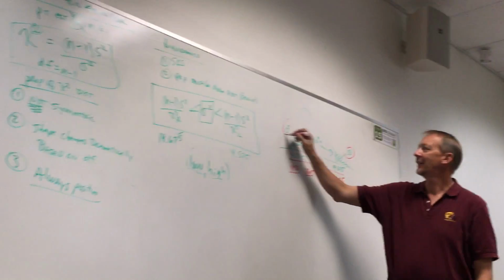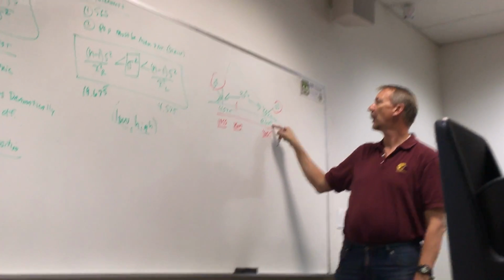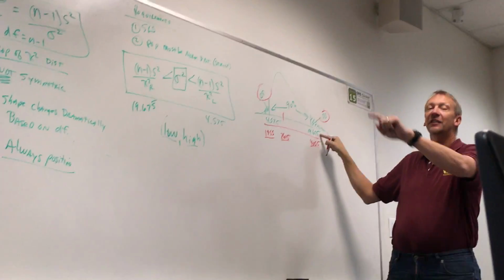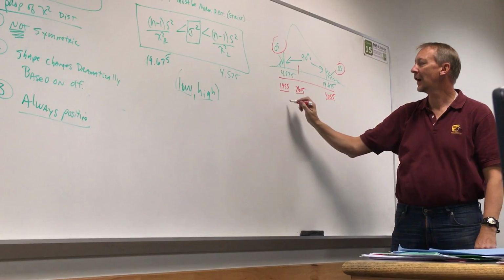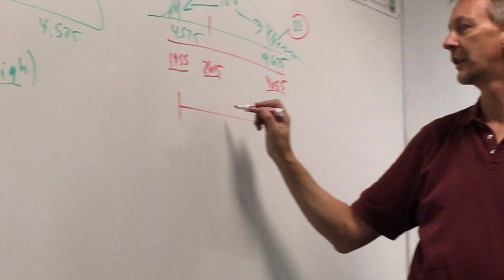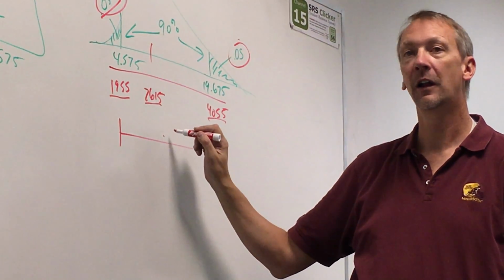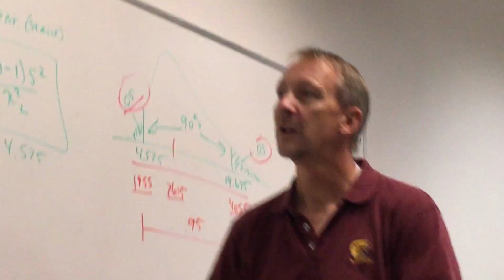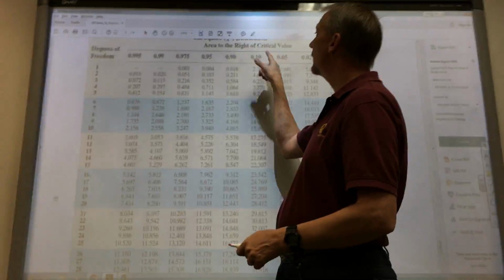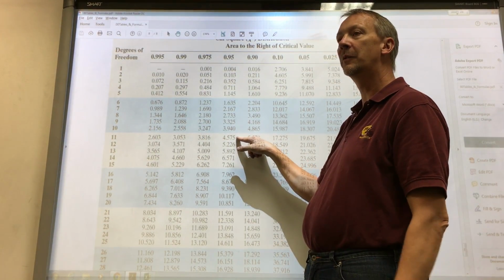So once again, I want 5% on the right, I want 5% on the left. Did you understand how I got this number? Yeah. So this only tells me what's to the right. If I want 5% on the left, how much is to the right? 95%. So I'm looking at the 0.95 column. So these are the two columns, 0.05 and 0.95. 0.95, 11 degrees of freedom, 4.575.